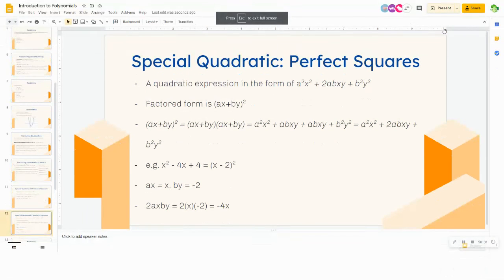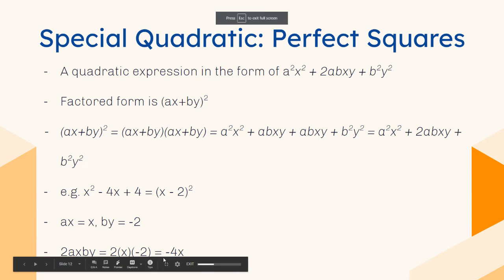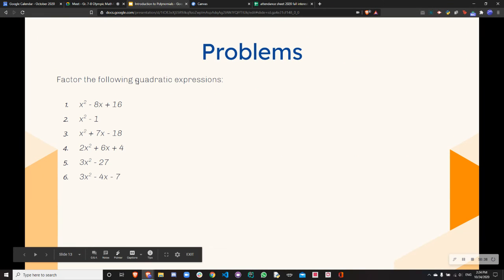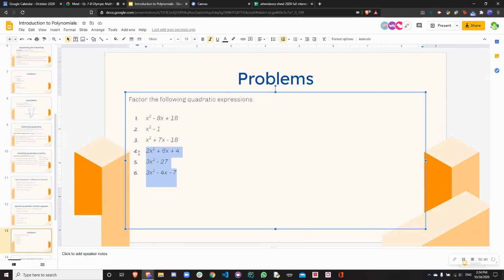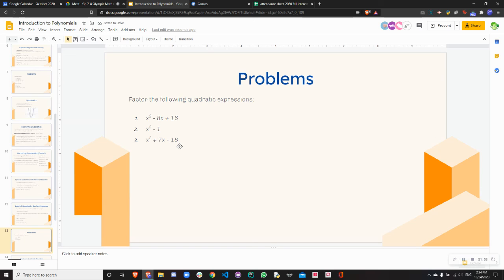Now let's look at a few problems. All right, so here are a few problems. Factor the following quadratic expressions. I think we're running a bit out of time, so you guys can just do these three problems. Try these out on your own.